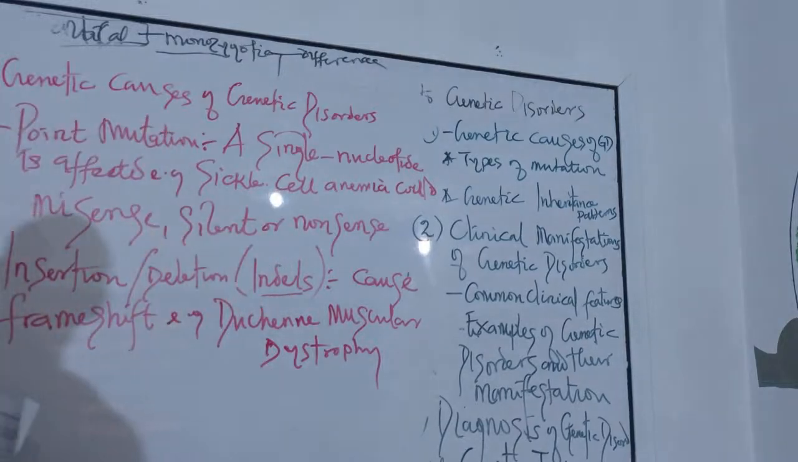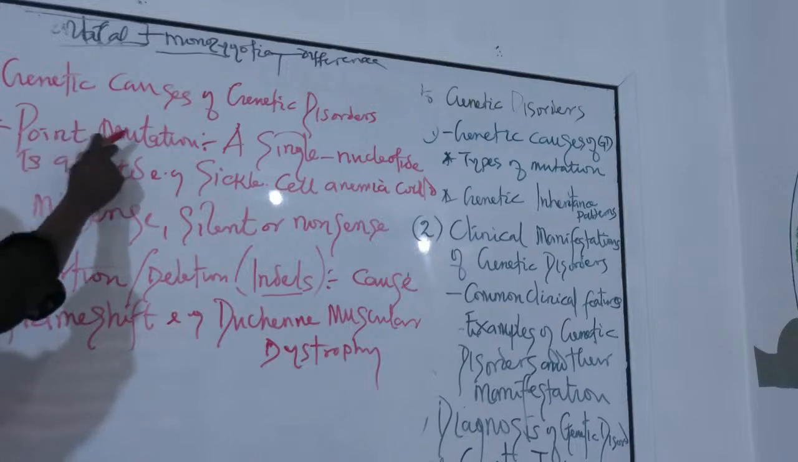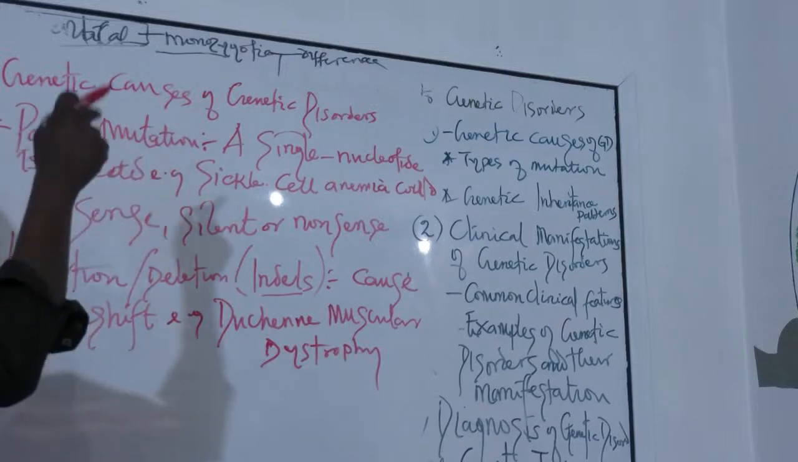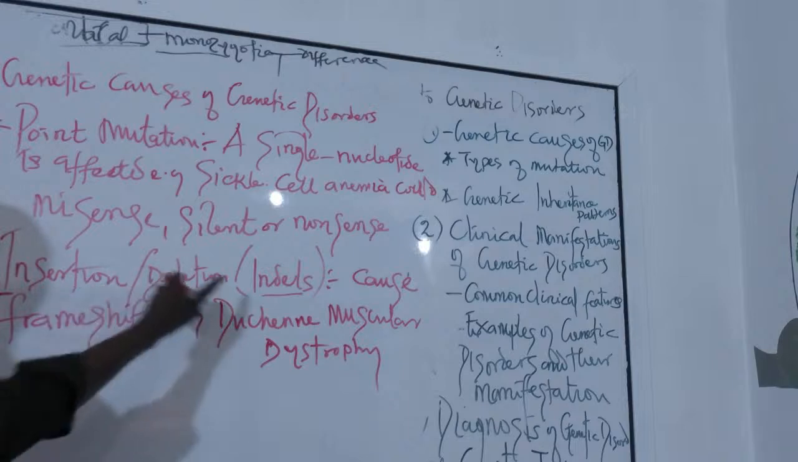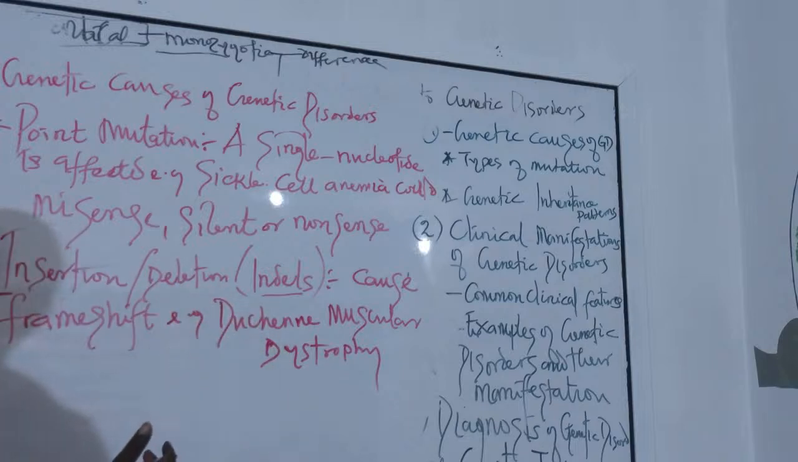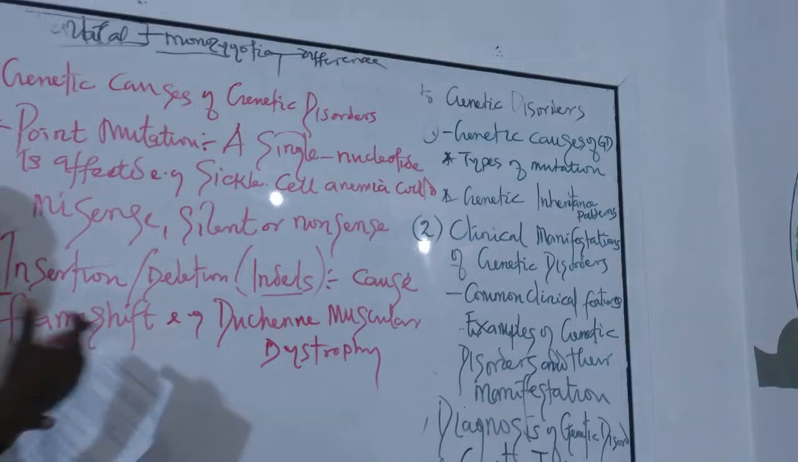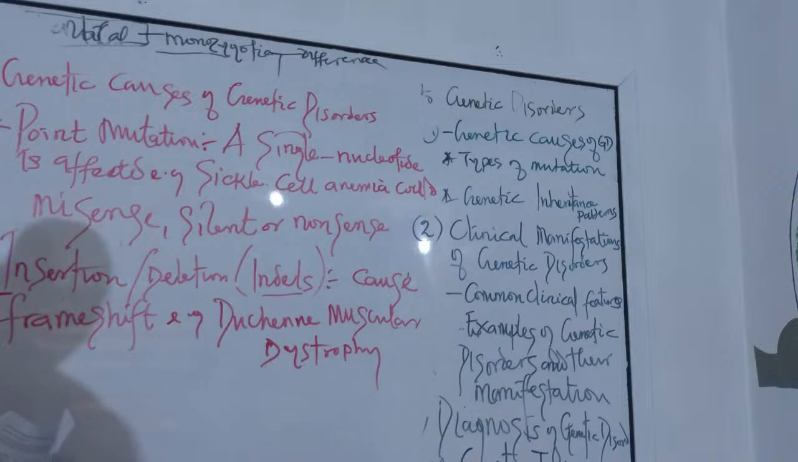Okay. So the first type of genetic cause of genetic disorder is the point mutation, which could be as a result of a single nucleotide being affected, as in the case of sickle cell anemia, and it could be nonsense, it could be silent, or it could be missense. And when we have an addition or deletion, it will cause a frameshift. If it is an insertion, that means an extra nucleotide will be involved. And since nucleotides that code for amino acids will always be in triplets, there will be a frameshift. An example of that is Duchenne muscular dystrophy.